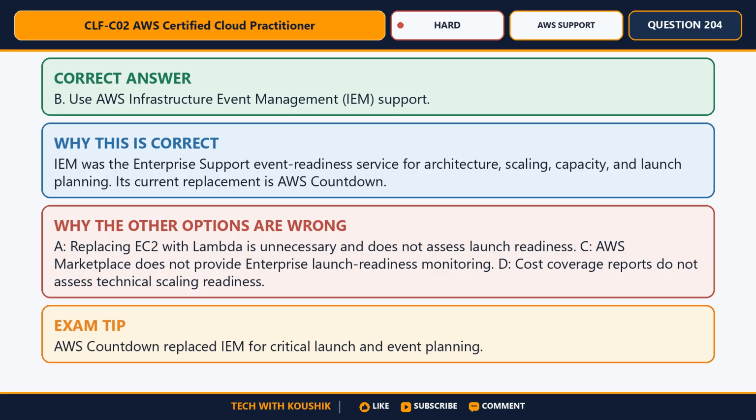A. Replacing EC2 with Lambda is unnecessary and does not assess launch readiness. C. AWS Marketplace does not provide enterprise launch readiness monitoring. D. Cost coverage reports do not assess technical scaling readiness. Exam tip. AWS Countdown replaced IEM for critical launch and event planning.